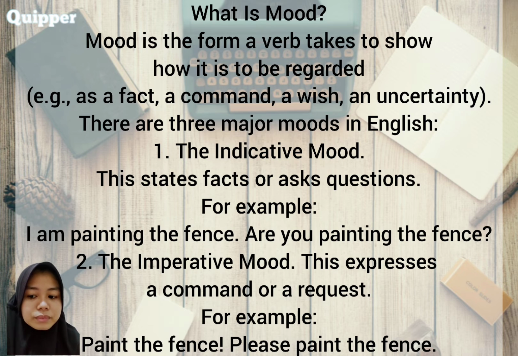What is mode? Mode is the form a verb takes to show how it is to be regarded, for example, as a fact, a command, a wish, and uncertainty. There are three major modes in English. The first is the indicative mode. This states a fact or asks a question.